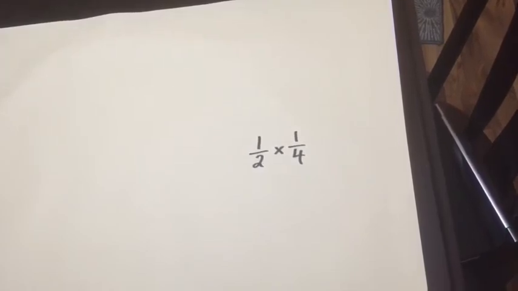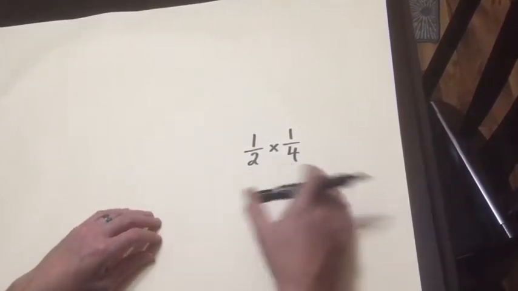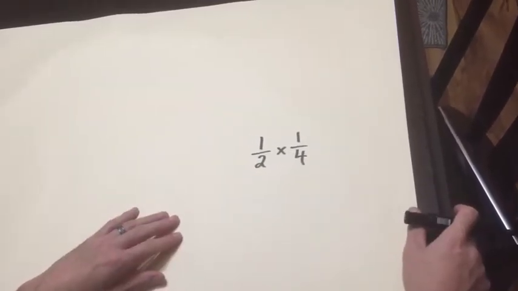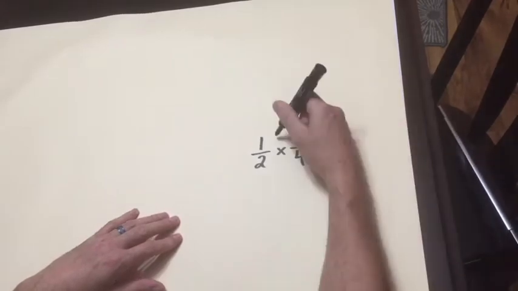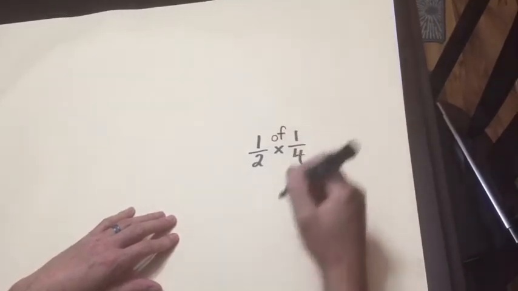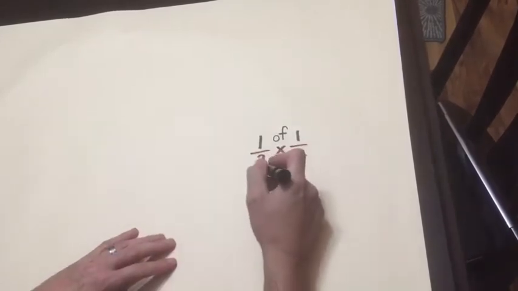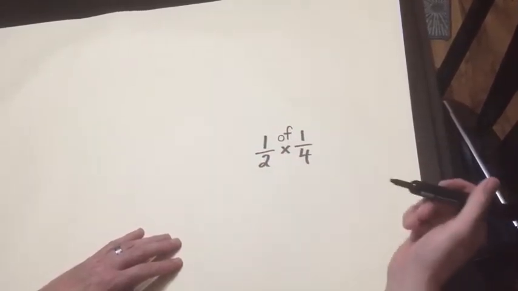The first thing I want you to be aware of is that when we're multiplying fractions like this, one thing we can do is substitute in the word "of" instead of our multiplication sign. So what I want you to think of is, what's half of 1/4?